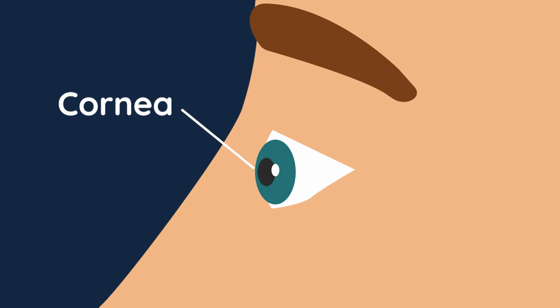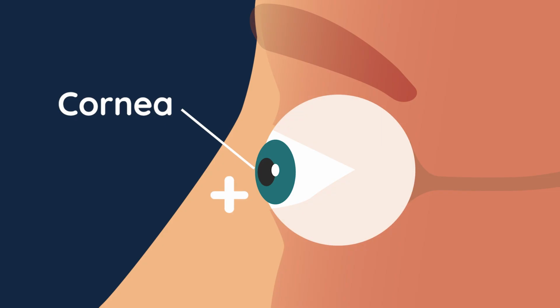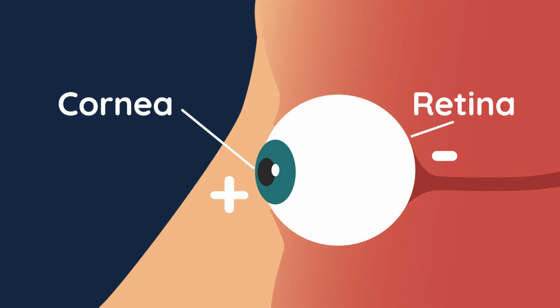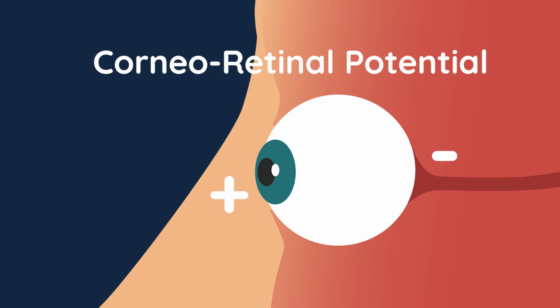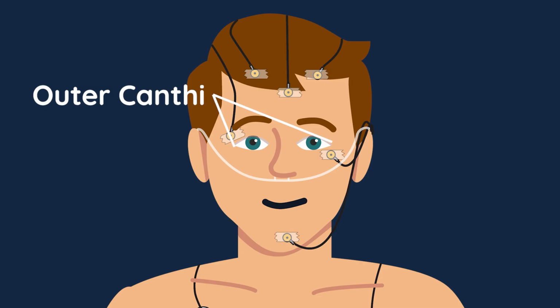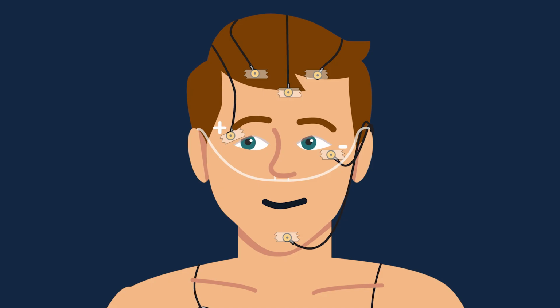The cornea in the front of the eye carries a positive charge. The retina on the back of the eye carries a negative charge. Together, these create a charge difference, a dipole called the corneal retinal potential. Placing electrodes near the outer canthi of the eyes, we can capture horizontal and vertical eye movements. Every REM burst you score is powered by a simple charge difference in the eye.